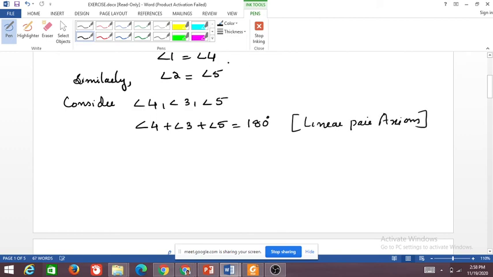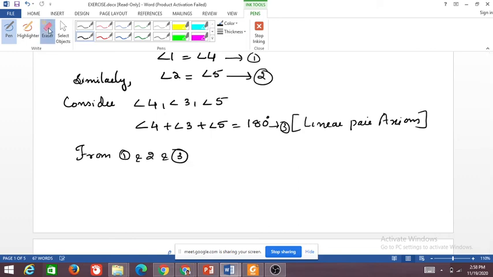But I already got that angle 4 is equal to angle 1 and angle 2 is equal to angle 5. So I will mark these as equations 1, 2 and 3. So from 1, 2 and 3, what can I say? You can say that angle 1 plus angle 2 plus angle 3 equal to 180, ma'am, by substitution. By substituting, I can say that angle 1 plus angle 3 plus angle 2 equal to 180 degrees. So this is now just rearranging, right? Angle 1 plus angle 2 plus angle 3 is equal to 180 degrees.